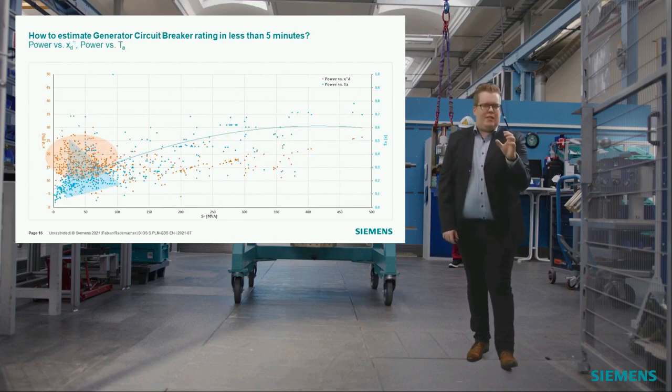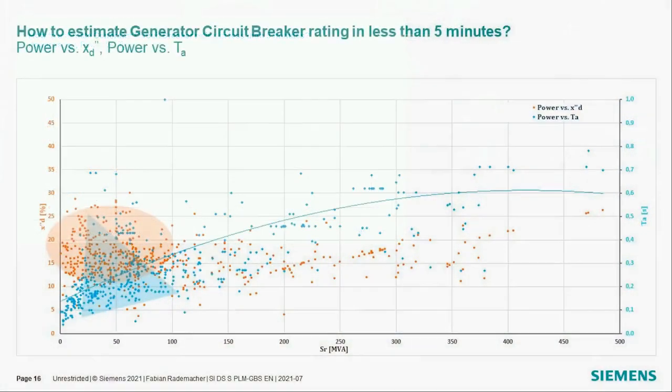So this generator circuit breaker estimation tool is based on a certain experience we have gained over the last years. We have collected data from multiple generators and put them into one big database. What we can see, in this case, is the power versus the subtransient reactance. We have a cluster of subtransient reactance up to a power of 100 MVA, which is between 15% and 20-25%. And also, the subtransient reactance increases when the rated power of the generator increases.